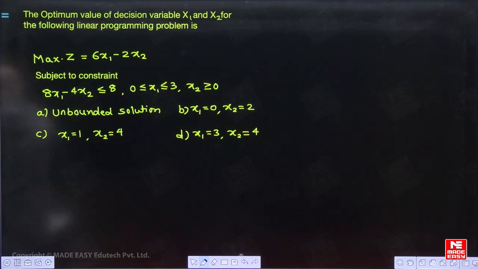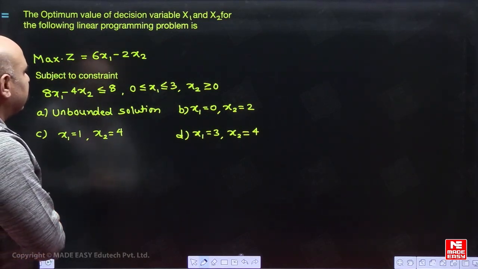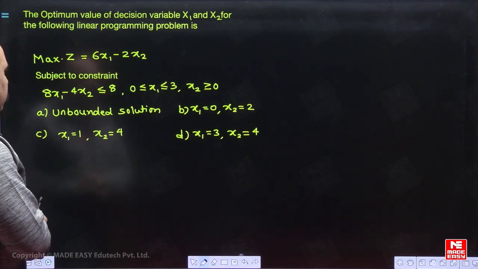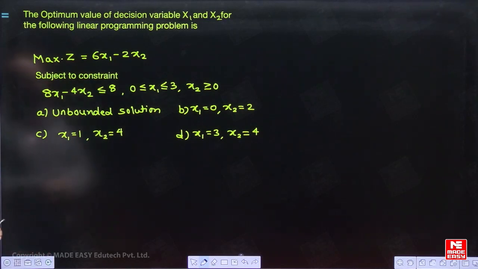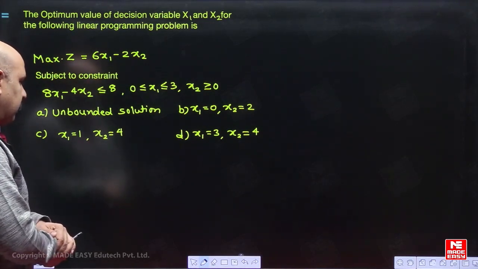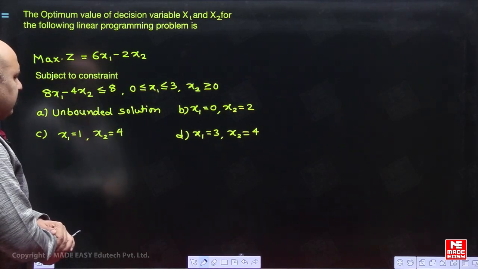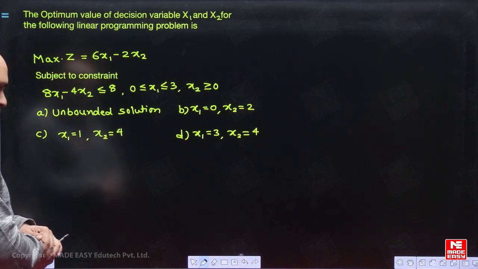तो चलिए first of all we'll see a question. Looks like to be very simple. The optimum value of decision variable x1 and x2 for the following linear programming problem is maximization problem. Maximize z = 6x1 minus 2x2 subject to constraints. Constraints are given: 8x1 minus 4x2 less than equals to 8, x1 is less than 3 but greater than equals to 0, and x2 greater than equals to 0.